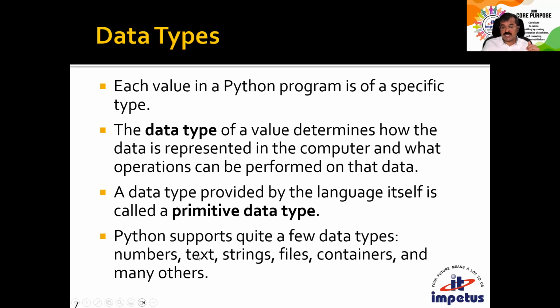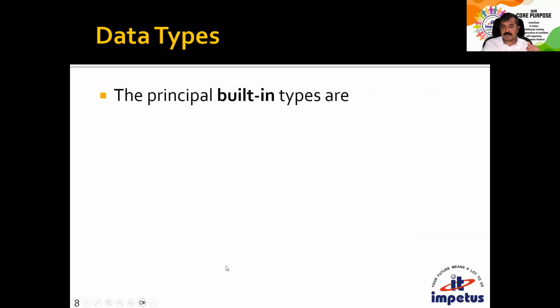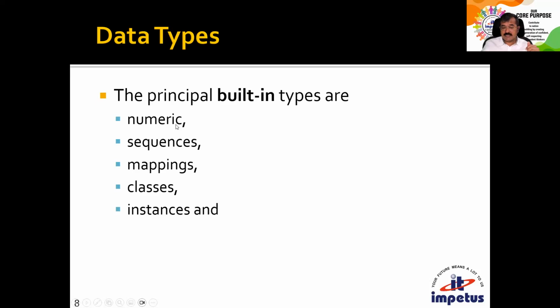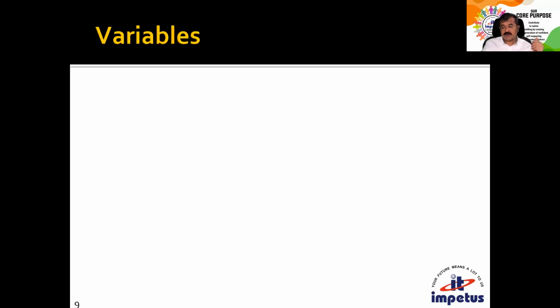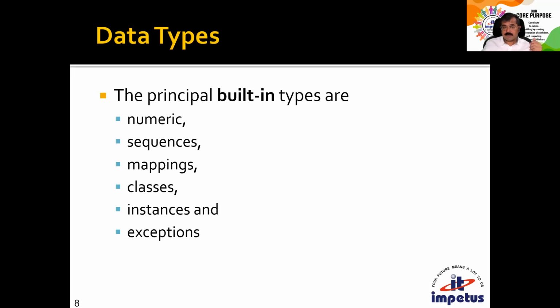It supports quite a few data types: numbers, text, strings, files, containers, and many others. So Python's principal built-in data types are numeric, sequences, mapping, classes, instances, exceptions. There are so many built-in types.